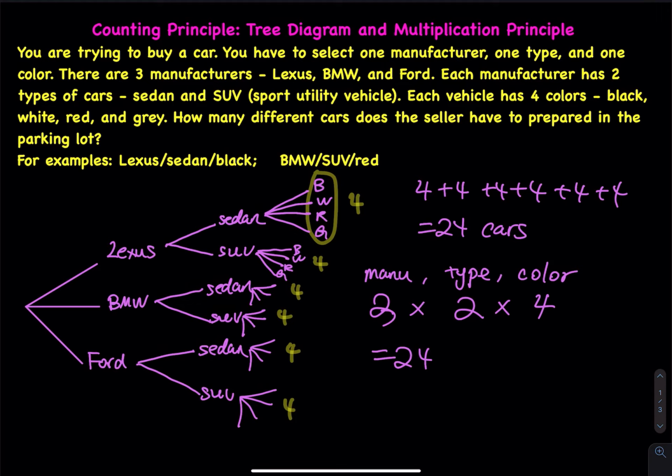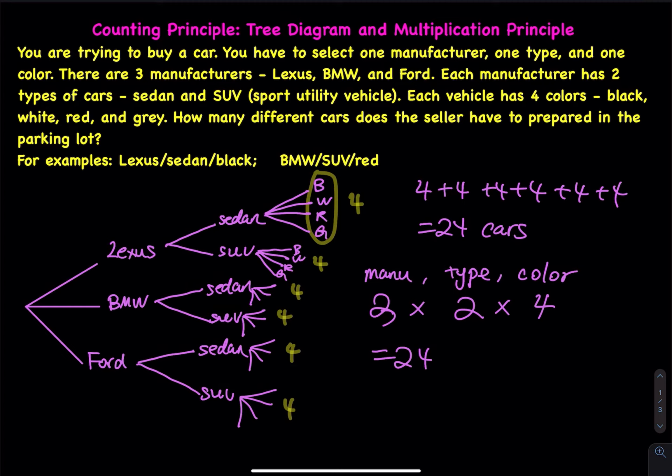So there are two ways to get the final answer. The first way is you draw a tree diagram. The second way is you use the multiplication principle. Multiplication principle means you have to list the stages. So we have 3 stages. In the first stage, you have to give me the brand name, and then in the second stage, the type, and then in the final stage, a color.